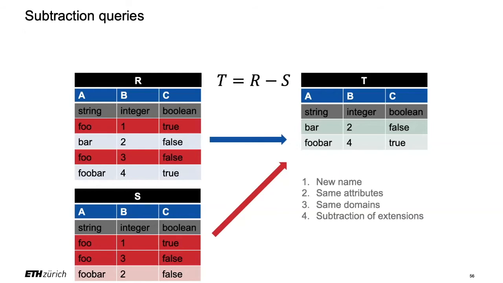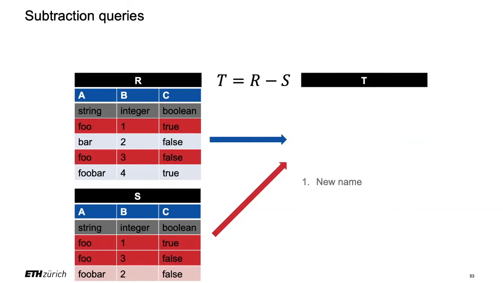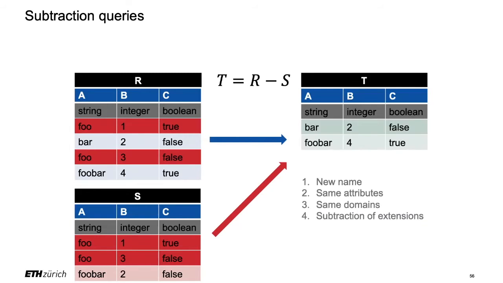Note that that's the reason I was confused when one of your colleagues said symmetric difference, because this one is asymmetric. S minus R is going to be different. Union and intersection, what is the name again? You can swap them, it's commutative. So union and intersection are commutative, but this here is not commutative. R minus S is not the same as S minus R.